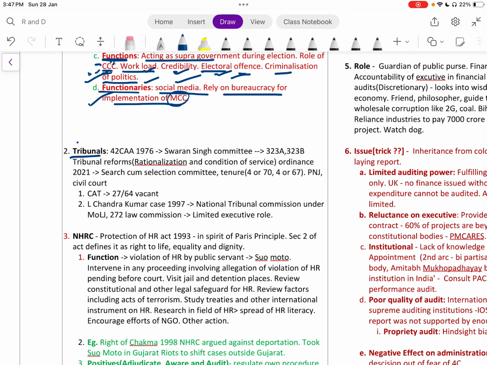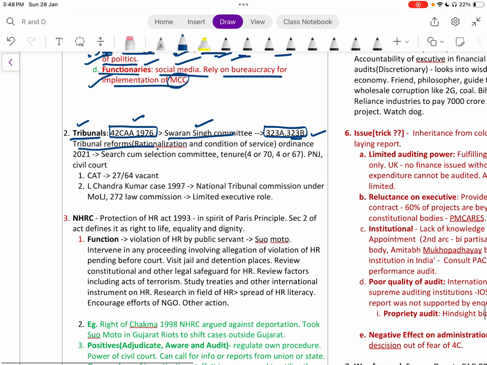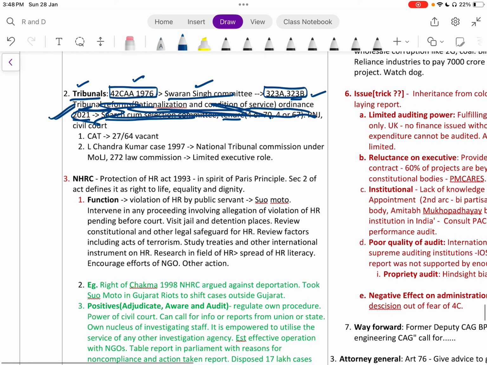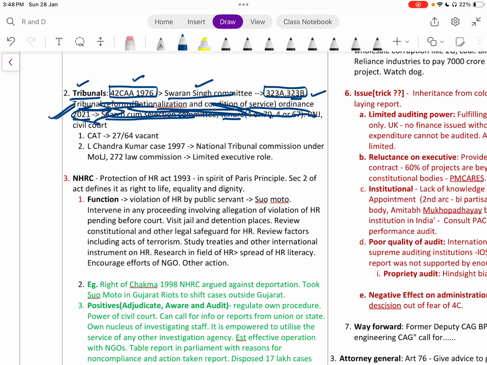Talking about tribunals, 42nd Constitutional Amendment Act 1976. Based on Swaran Singh Committee, we added Article 323A and 323B. Tribunal Reforms, Rationalization and Conditions of Service Ordinance 2021: search-cum-selection committee, tenure. Okay, so this is not important because this amendment was declared null and void by the judiciary.